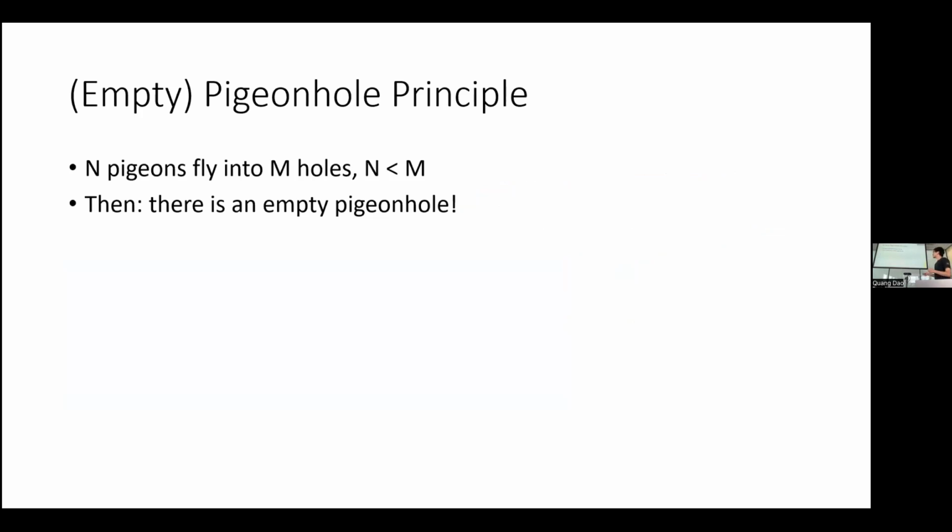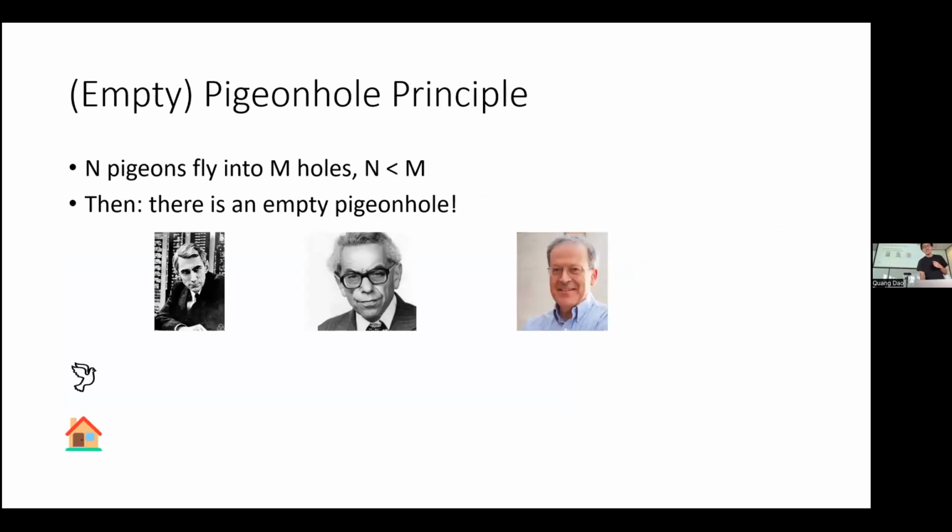So let's introduce the empty pigeonhole principle, sometimes called the dual pigeonhole principle, where you have n pigeons flying into m holes, where n is smaller than m, and there must be an empty pigeonhole. This is some elementary school mathematics. And we want to say that all the examples above can be represented by this empty pigeonhole principle.